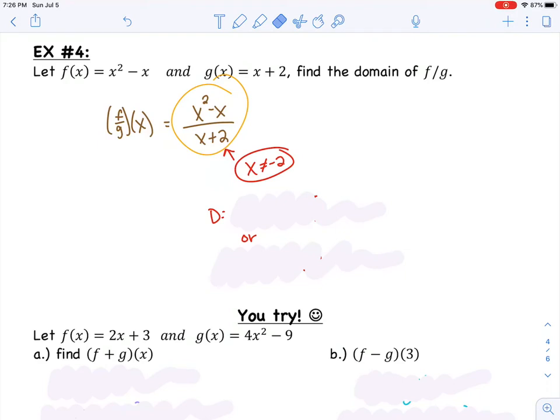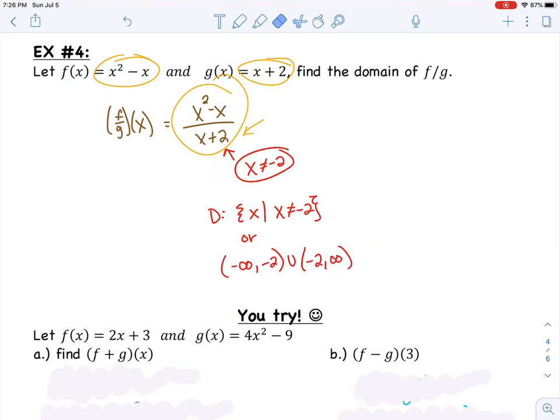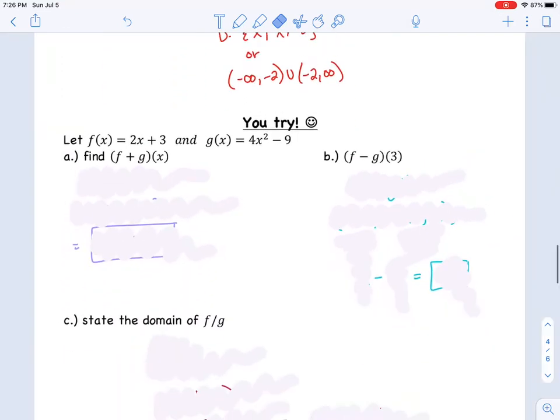So my combined domain for these two, even though f by itself didn't have any domain restrictions and g by itself didn't have any domain restrictions, as soon as I divide them and I create that denominator, there is a domain restriction with the combined functions. X can be anything except for -2, or I can say -infinity to -2 and then -2 to infinity. So just making sure that you're looking out for those denominators and those domain restrictions as soon as you have a denominator.